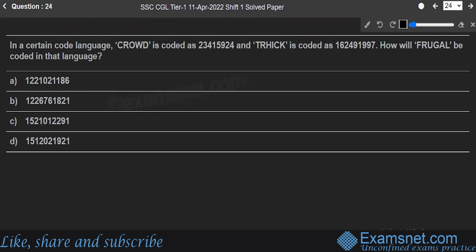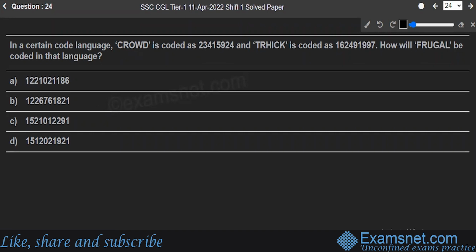So let's start with question number 24. In a certain code language, crowd is coded as 234159924. Trick is coded as 162491997. How will frugal be coded in the same language? See, in this question, you have to check which option is the correct answer for frugal.